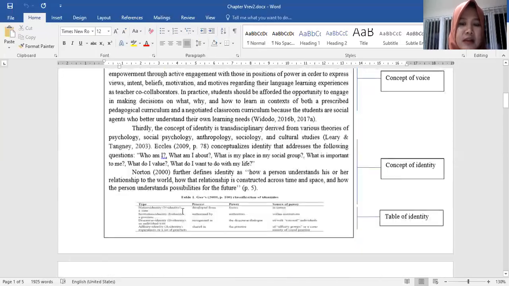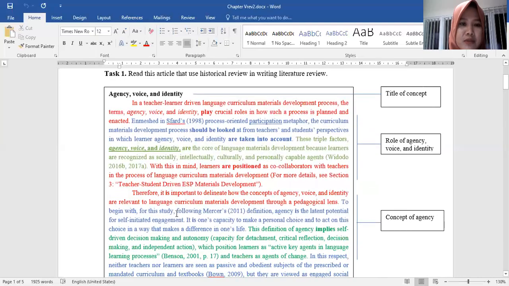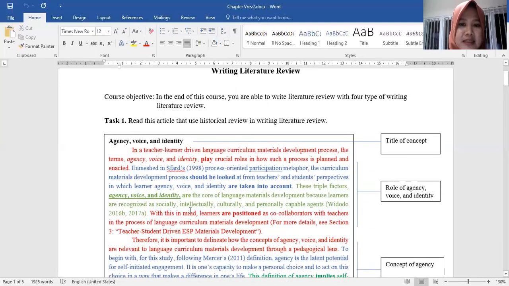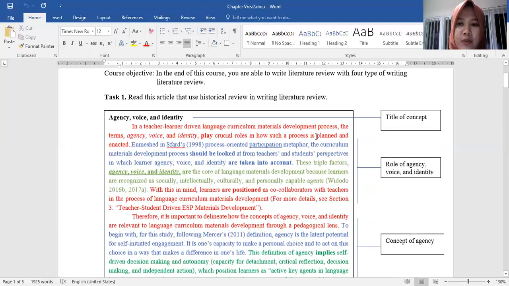You may go back to the beginning of these materials. Here is an example of how to write a good literature review. The first component that you need to identify is the subtitle of the literature review. We call it the title of concept. It can be a concept, a variable, or something which is the keywords of your research. That is how you can define the concept here. You can read it yourself.